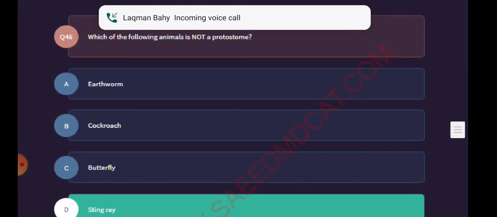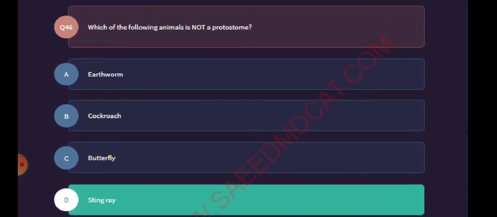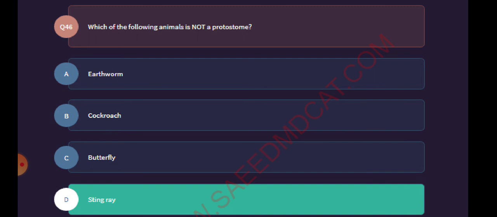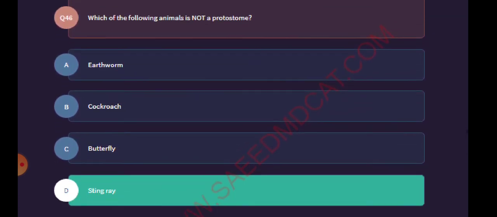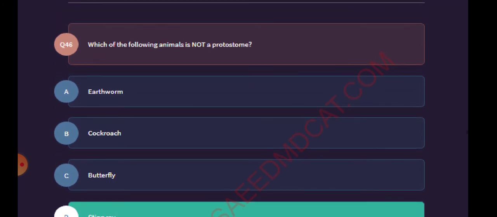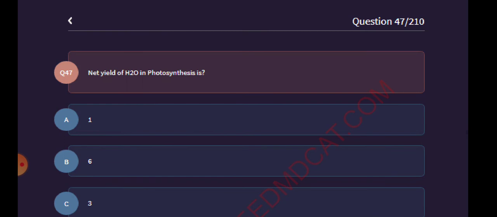Which of the following animals is not a protostome? Stingray.